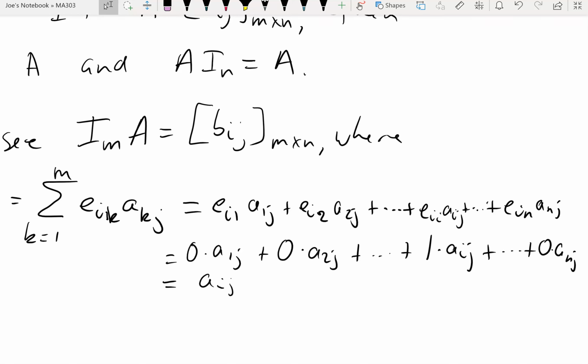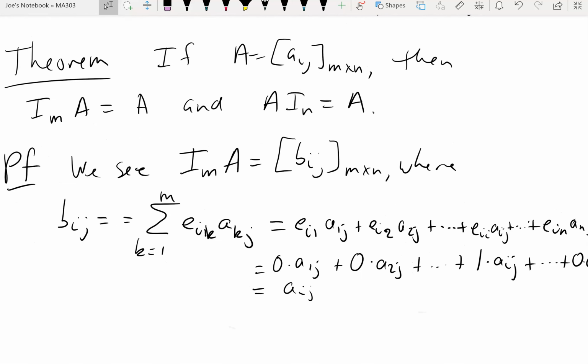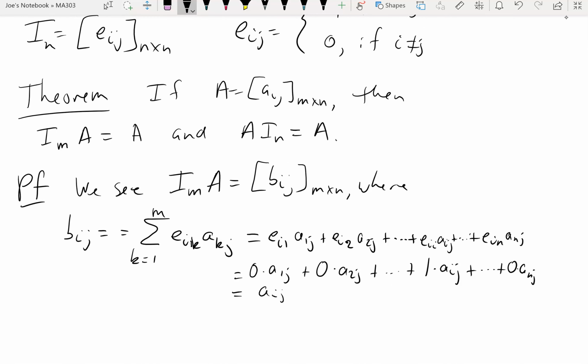The only term that survives out of this entire product is the one that's multiplied by the E_ii, right? Because we remember for the identity matrix, we specifically put those zeros in there to kill off the other rows. It's the whole reason why they were in there. So the only row that survives is the ith row, and so we get A_ij back again. So that proves what we wanted, that I_m A is equal to A. Precisely what we wanted.